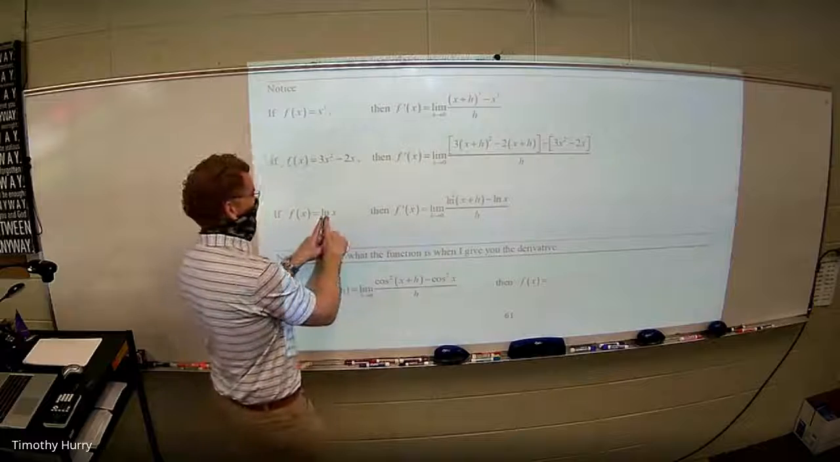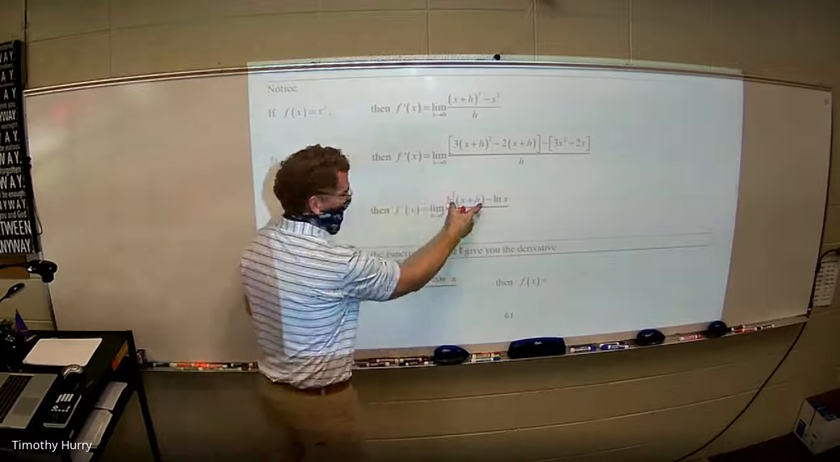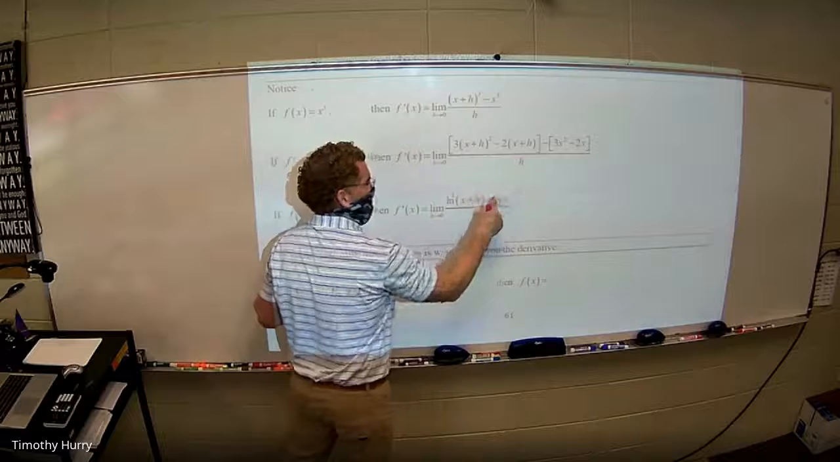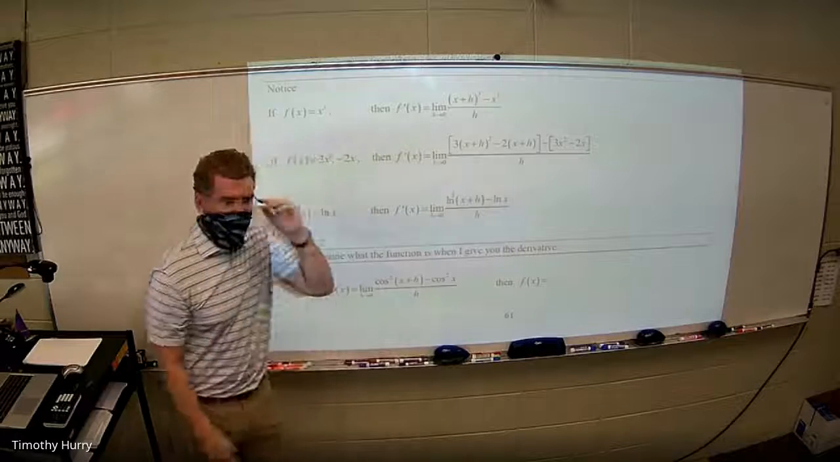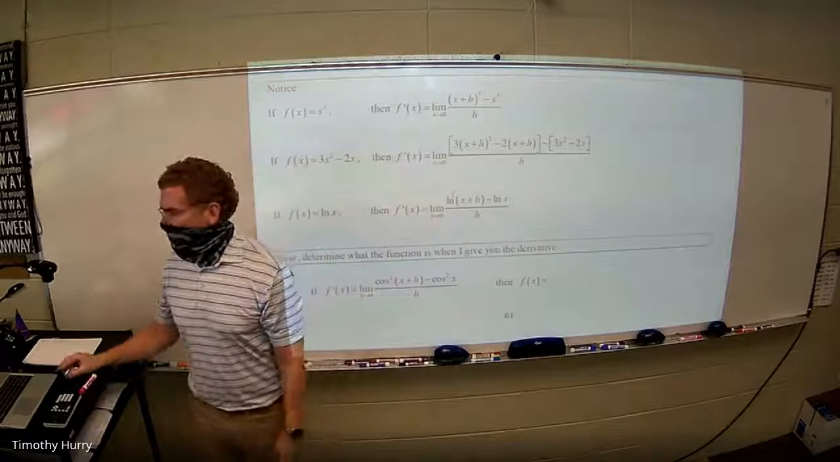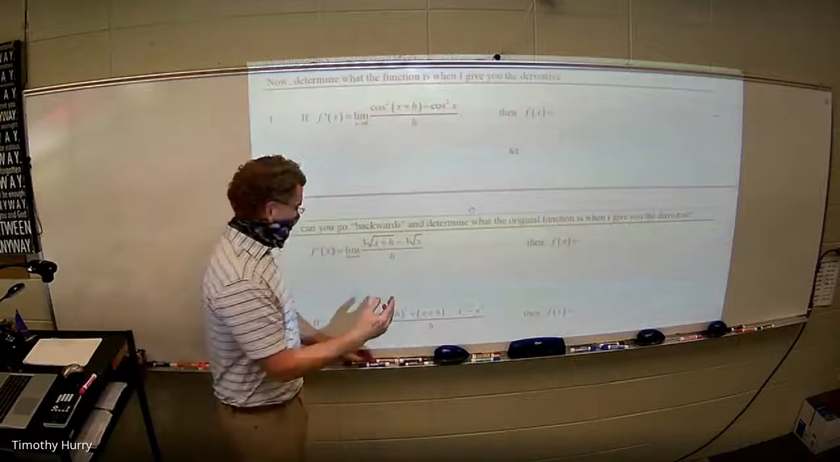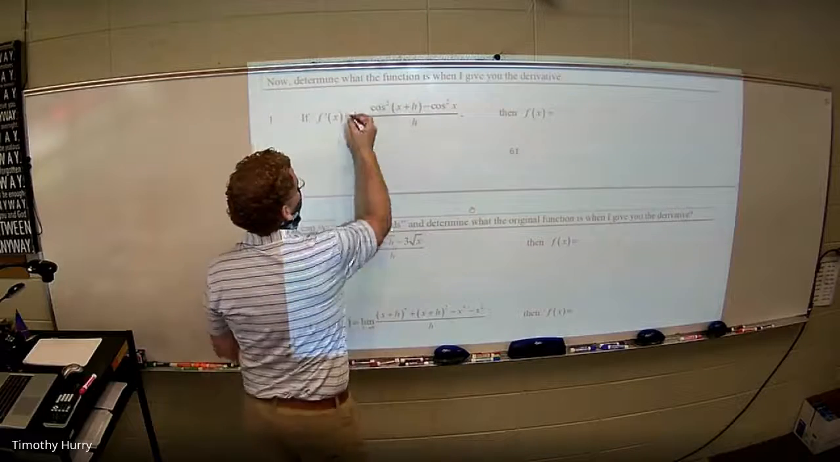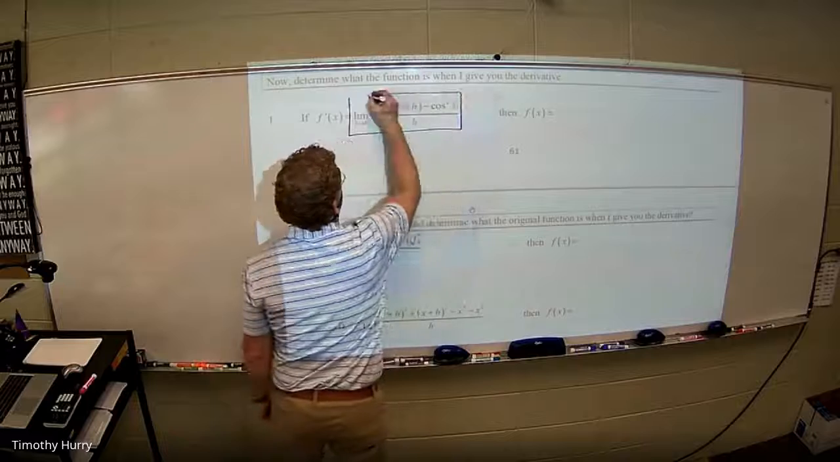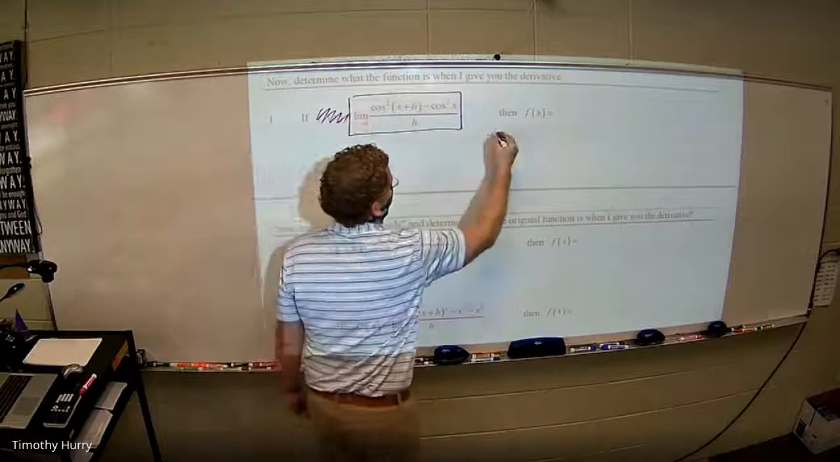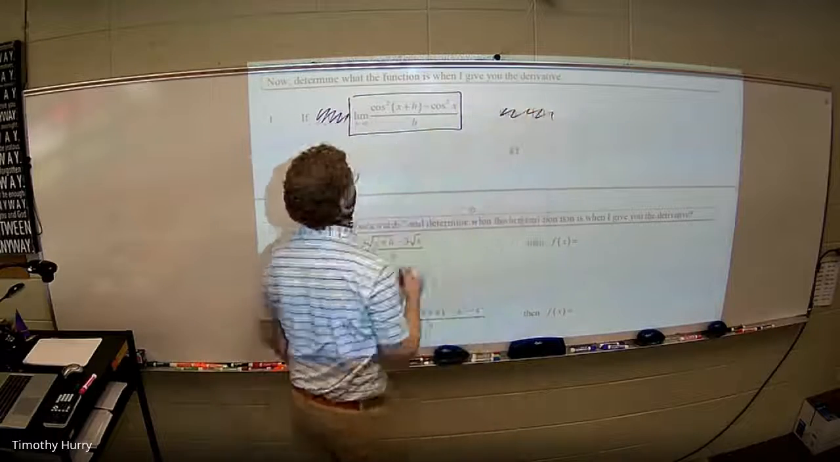Here is my natural log of x plus h right here. Here's my natural log of x. I'm subtracting, dividing by h, there's my limit. Okay, here's what AP does. AP, they don't even tell you f prime. They just give you this. So they don't tell you anything. Nothing. You just see this picture.